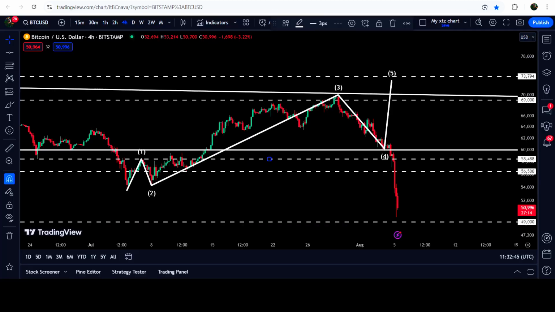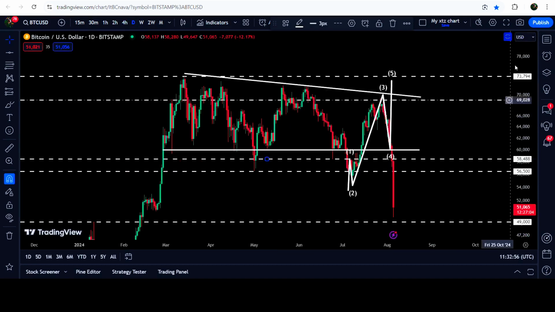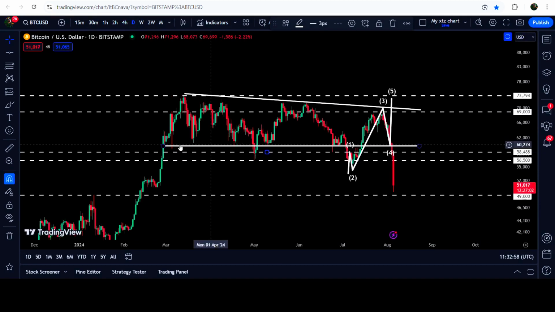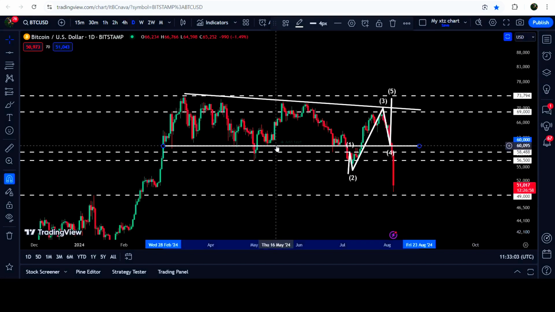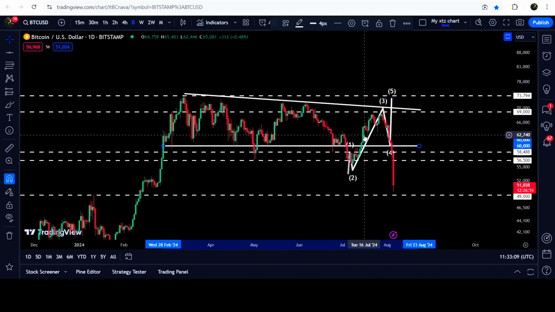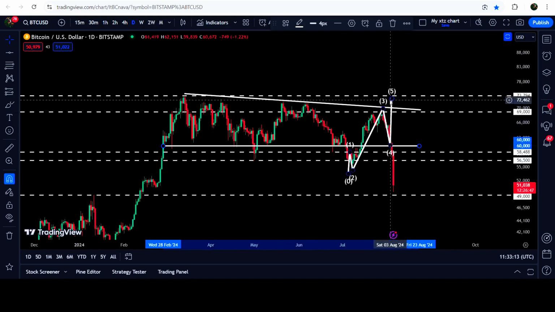Now, if we take a look at the live chart, then you can see that wave 4 has overlapped the territory of wave 1. Therefore, now this Elliott wave is invalidated. However, if we take a look at the daily time frame chart, then here you can see that we have also broken down this support of the triangle. That was at $60,000. And previously, you can see that a few days ago, we broke down this support here as well. And then the price again entered the triangle. And now we have broken down the support of the triangle.